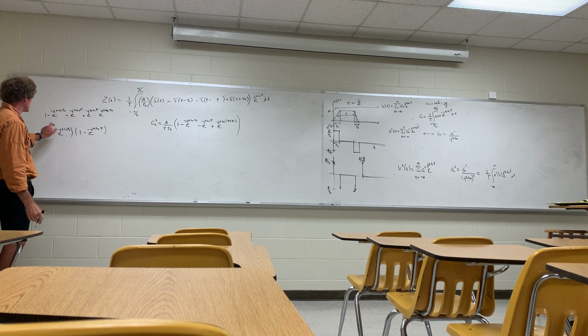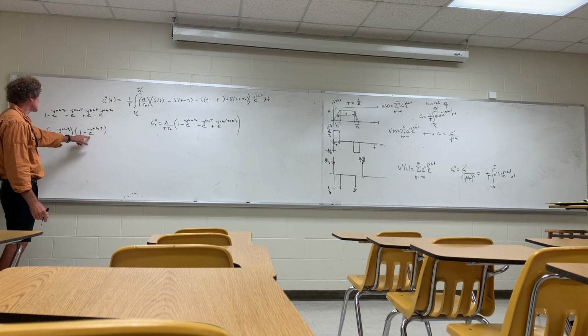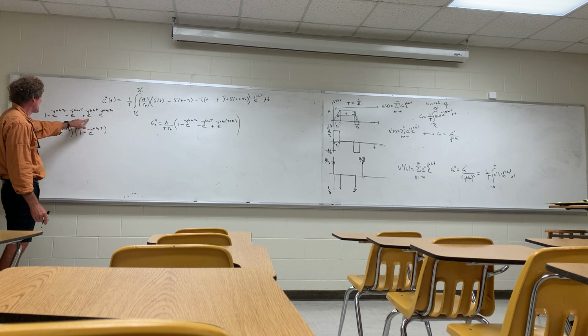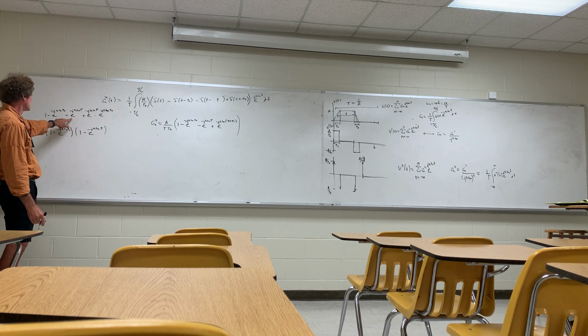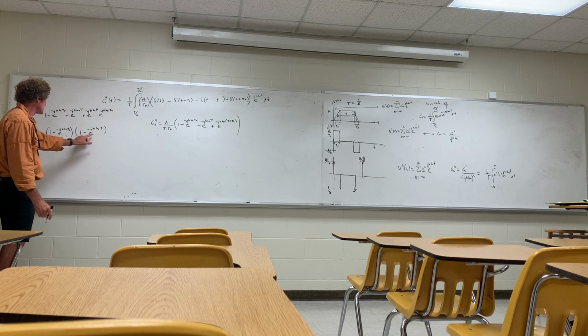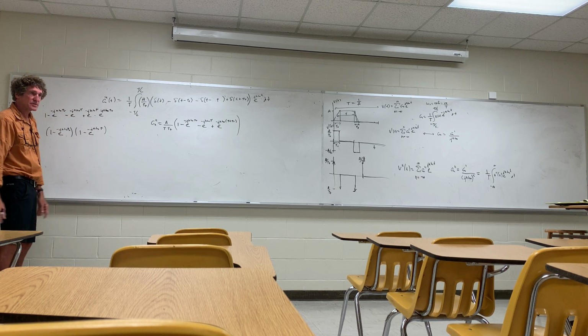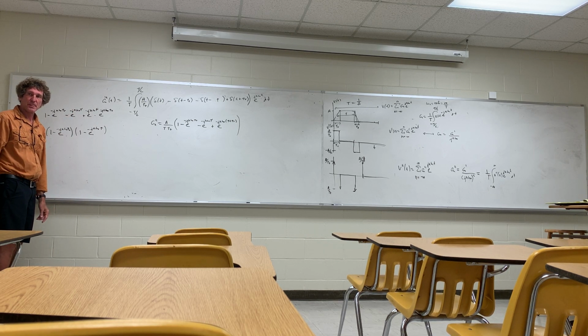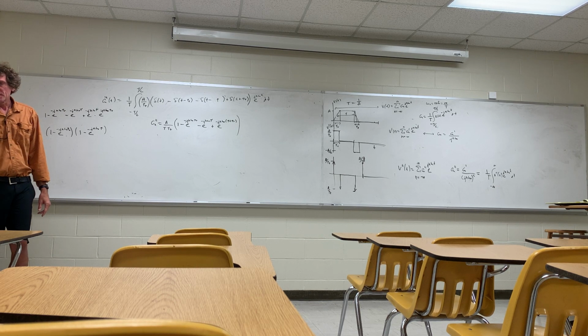1 times 1 gives me 1. Then I have e to the minus j n omega naught tau rise times 1. That's this one. And then I'm going to have minus e to the minus j n omega naught tau. So that's this one right here. That's this. And then I have the final one, which is these two times each other. The negatives result in positive. Y'all follow me on that, class? So this is the factoring.